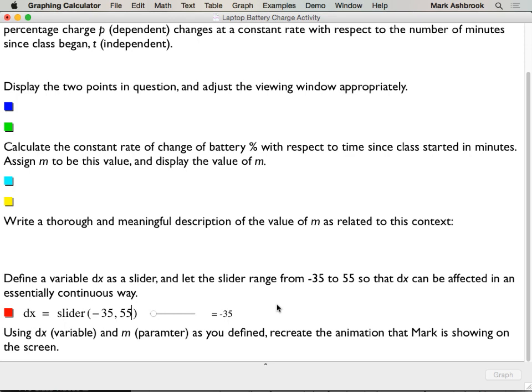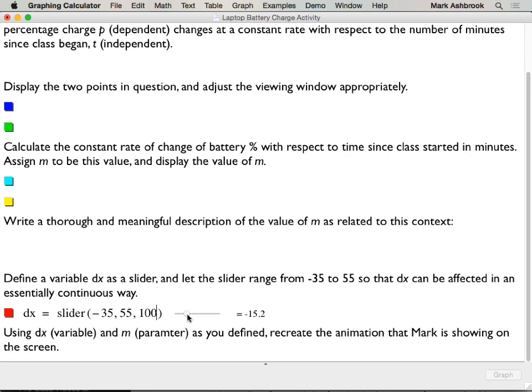Then we want to be able to slide dx in a continuous way. That means we want lots of steps, not just 3 or 4 steps between negative 35 and 55. So you could say something like 100. Then you can grab the button, and you notice that the values change continuously. It has the spirit of continuous change.